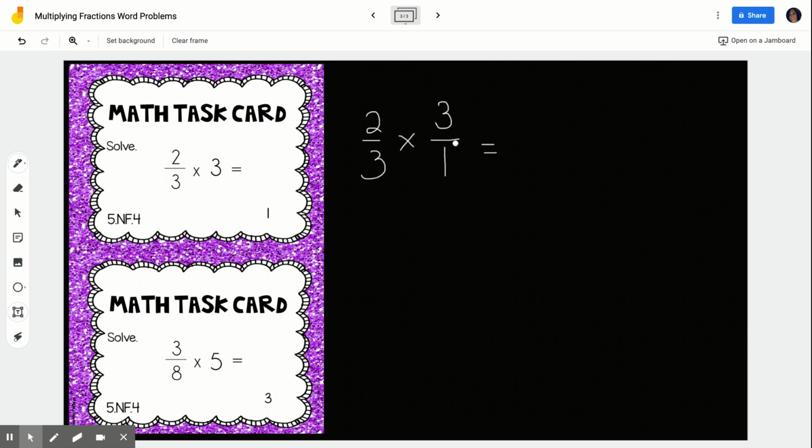So 2/3 times 3 wholes is 2/3 times 3 over 1. We would just say 2 times 3 is 6. 3 times 1 is 3. And we know that this is an improper fraction. When we convert an improper fraction to a mixed number, we divide. So it's just like saying 6 divided by 3 is 2. So 2/3 times 3 wholes gives us the product of 2 wholes.